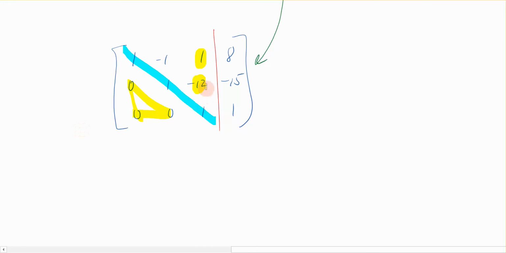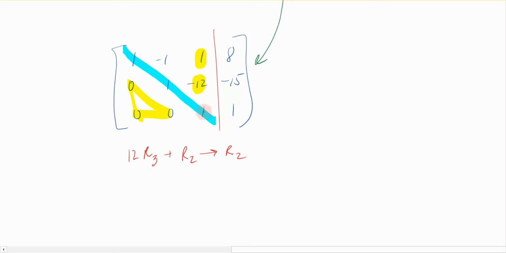So I am going to be getting zeros here in row number 2 and row number 1. And I'm going to use row number 3 in order to get it. So what would I multiply row number 3 by, adding to row number 2? Well, I'm going to multiply positive 12 times row number 3, add it to row number 2 to give me a new row 2.